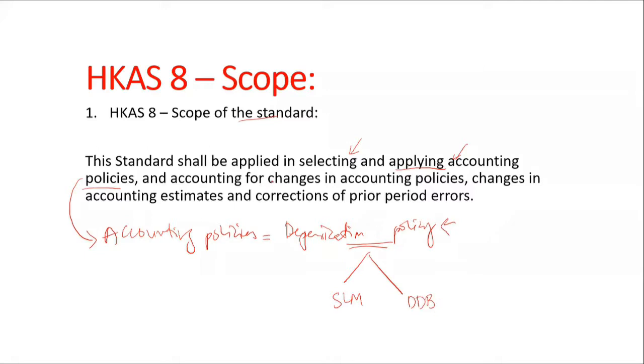Right, and then the scope of the standard also includes any changes in accounting policies, plus any changes in accounting estimates, and any errors that have been made. This is referring to accounting errors. And we will look into detail what each of these items mean.